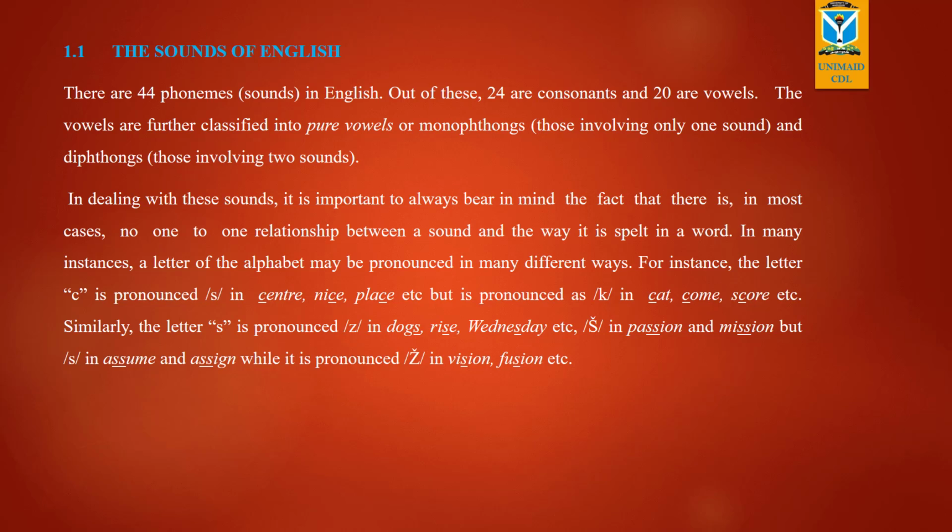In many instances, a letter of the alphabet may be pronounced in many different ways. For instance, the letter C in some words is realized as what? As S. That is when you have a word like center, nice, place. Here, the C equally is pronounced as K in words like cat, come, skull.